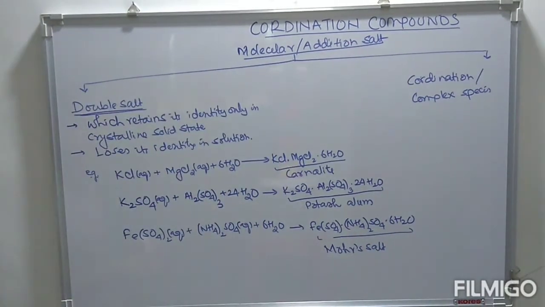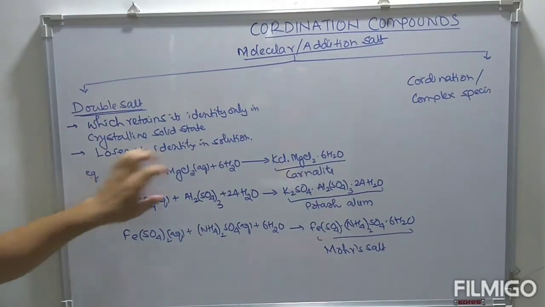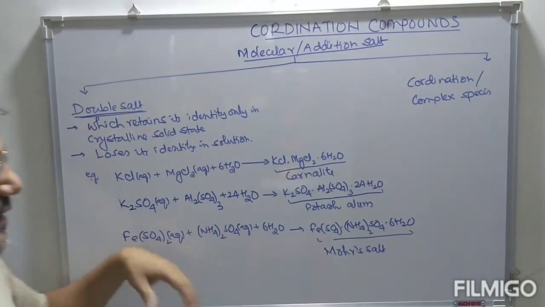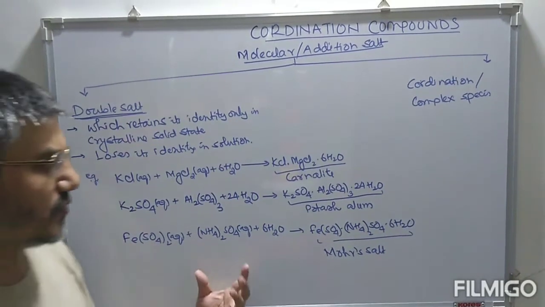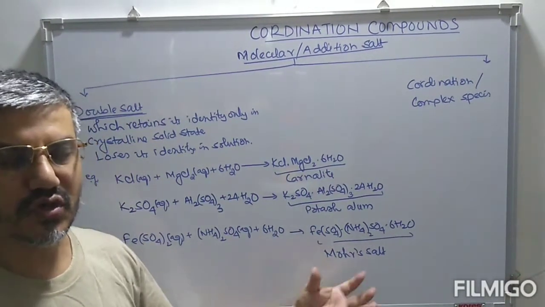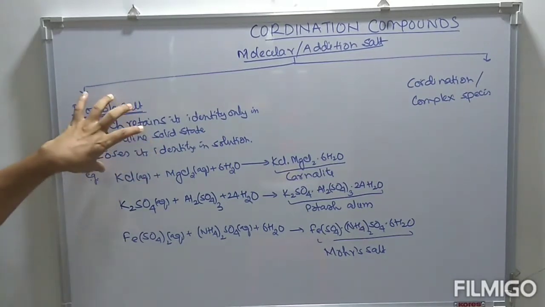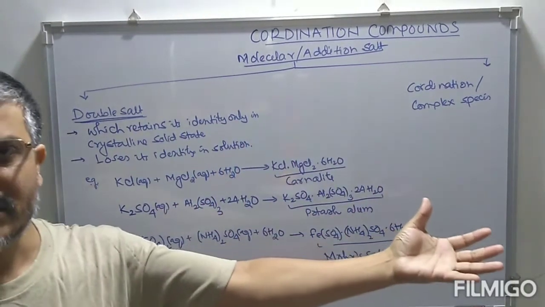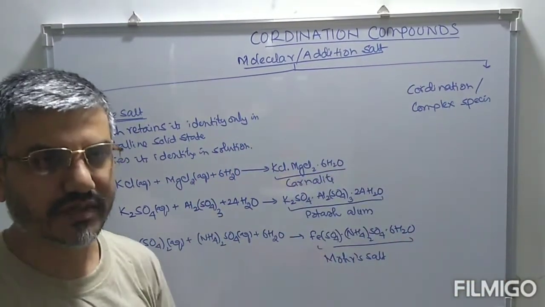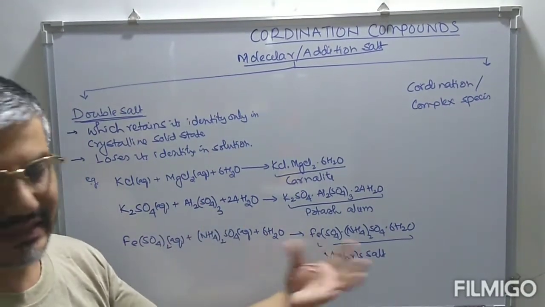So, when preparing this molecular addition compound known as double salt, we take some stoichiometric ratio of 2 or more different types of salt, and they are allowed to evaporate, when unnecessary water molecules or other substances are removed, and we get this double salt. So, the definition says these types of salts retain their identity only in solid state. Once they are dissolved in aqueous solution, they lose their identity.